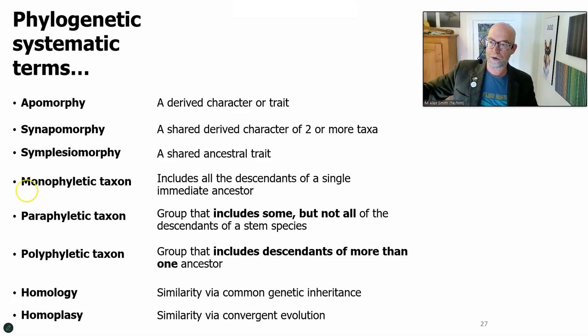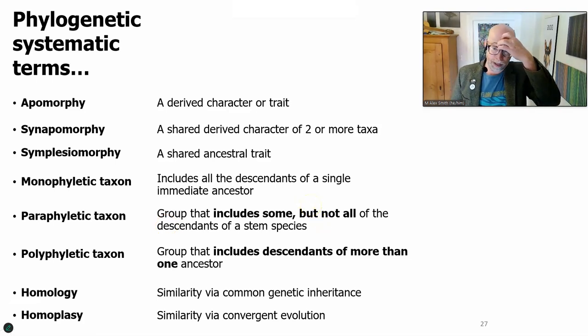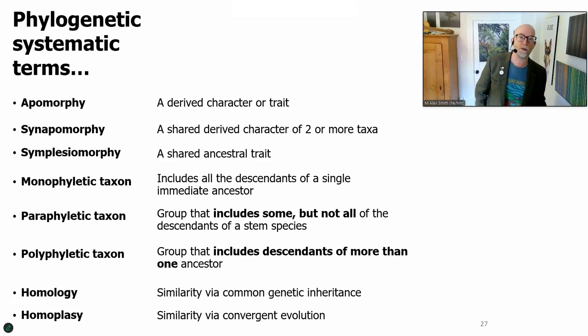Now, those are traits, the first three describing characters. Let's focus more so, and we will in this course, on these terms which have to do with looking at those characters on a tree. So a monophyletic taxon, that's one that includes all the descendants of a single immediate ancestor. Paraphyletic is one that includes some, but not all. Polyphyletic, all of the descendants of more than one ancestor. And so we're going to work through some examples of the three of these and then I'll advocate why monophyly is a useful thing.